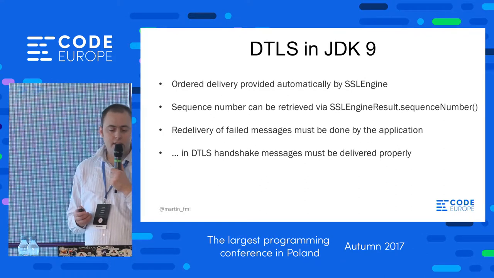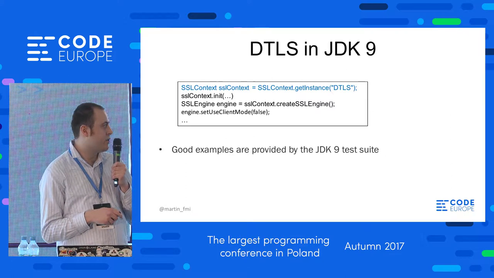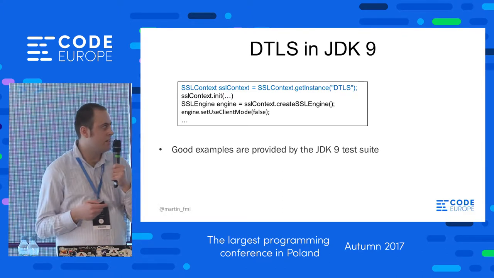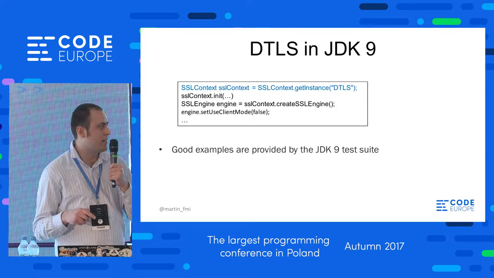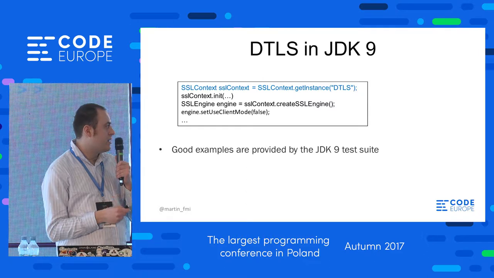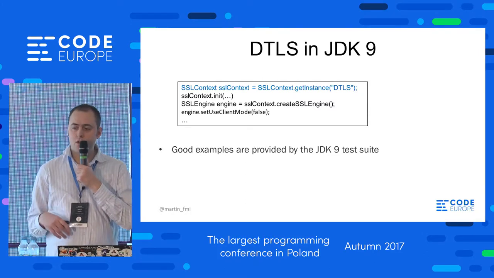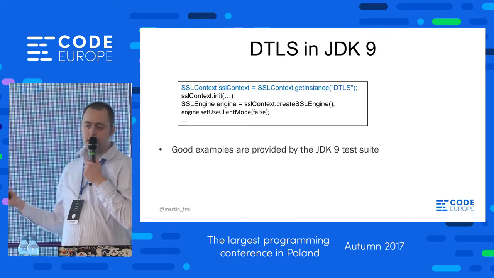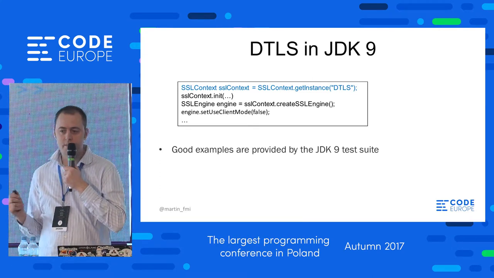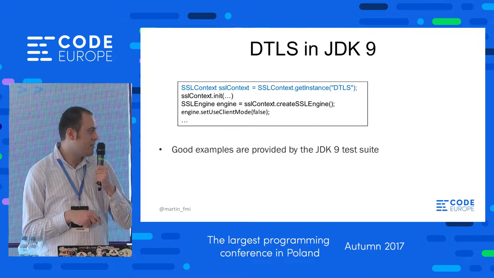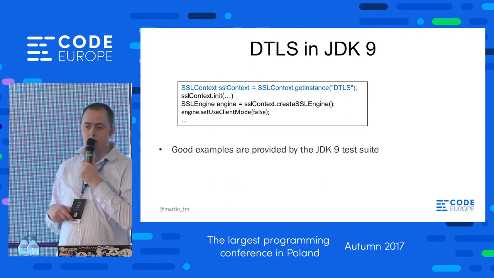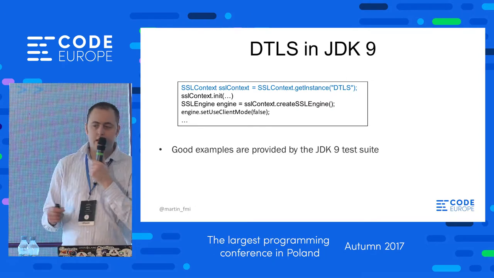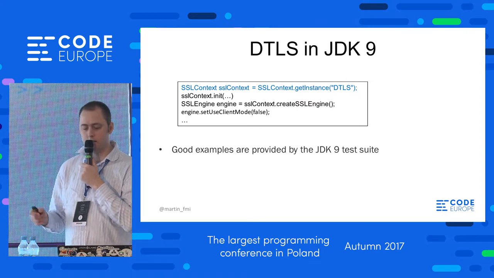And this is how you can use DTLS in JDK 9. You get an instance of SSL context. SSL context is the entry point class that's used to create DTLS communication. And you say SSLContext.getInstance("DTLS"). From that instance, you can specify some things like the key store, the trust store, and other initialization parameters. And then you create an SSL engine by calling SSLContext.createSSLEngine. Here you can specify the port and the host name for the SSL engine. And here I specify that I use client mode. SSL engine, similarly to the socket API, can be used in a client and server fashion. And then we can start exchanging messages using the wrap and unwrap methods.